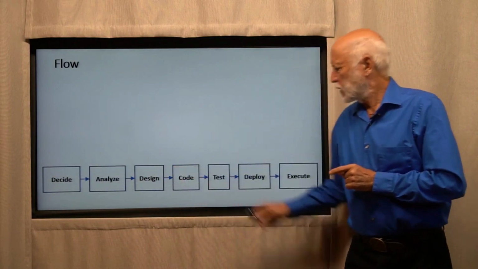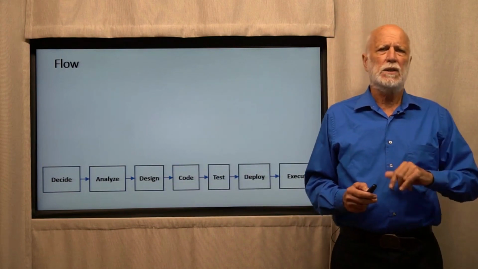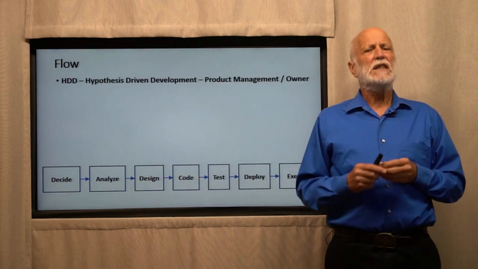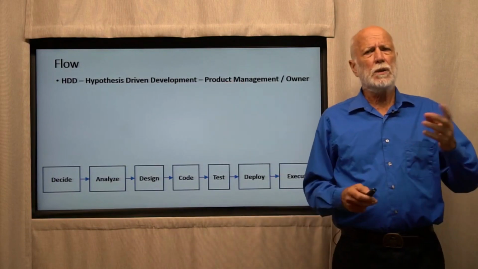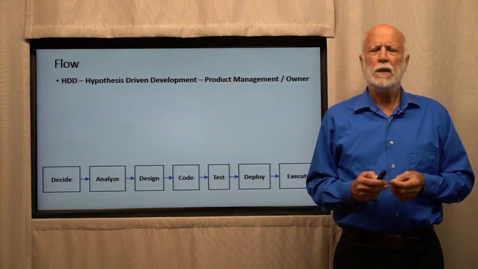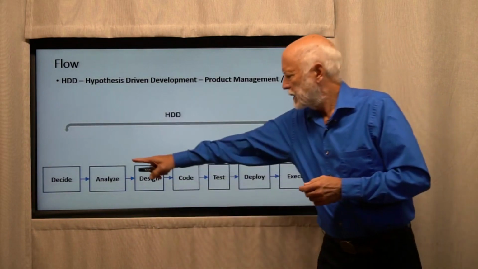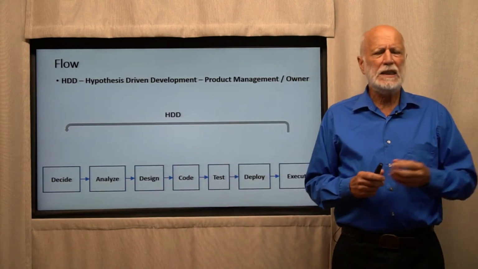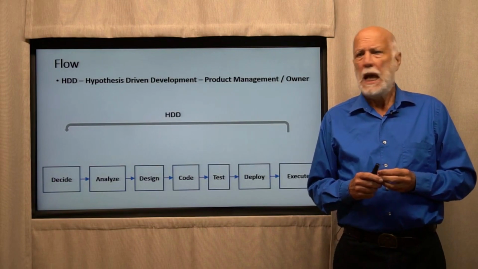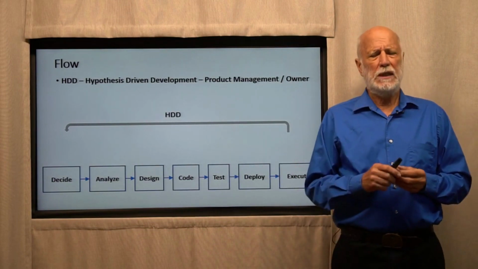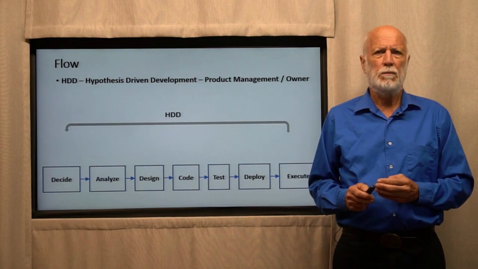Decide, analyze, test, code, and so forth. We have three different processes that are going on. The first is hypothesis-driven development. And that's what the product manager and the owner get together and do. And the cycle for it is at the time you're going to decide to do something, you create a hypothesis, a test for it. And we'll be doing the testing in production. And we'll see that in a little more detail.